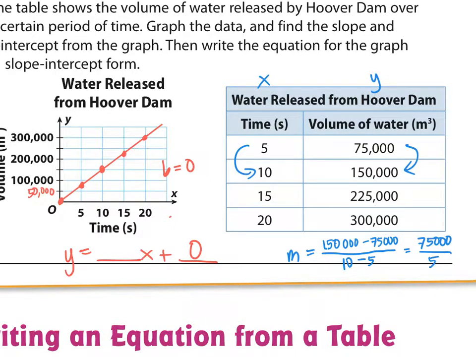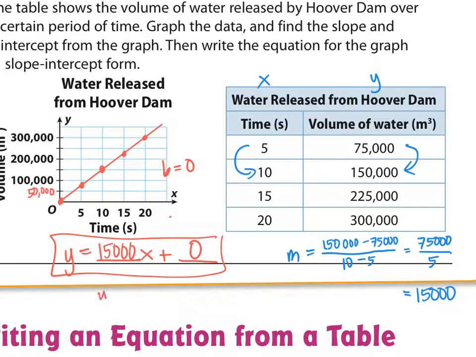So what I'm doing here at the bottom is I'm doing the slope formula. And when I divide 75,000 divided by 5, that is going to give me 15,000. So that's my slope. So that's going to go into my formula, 15,000x plus 0. You don't have to write the plus 0 because plus 0 does nothing. So you could just have it as y equals 15,000x. Okay, so that's our equation. We're done with that one.